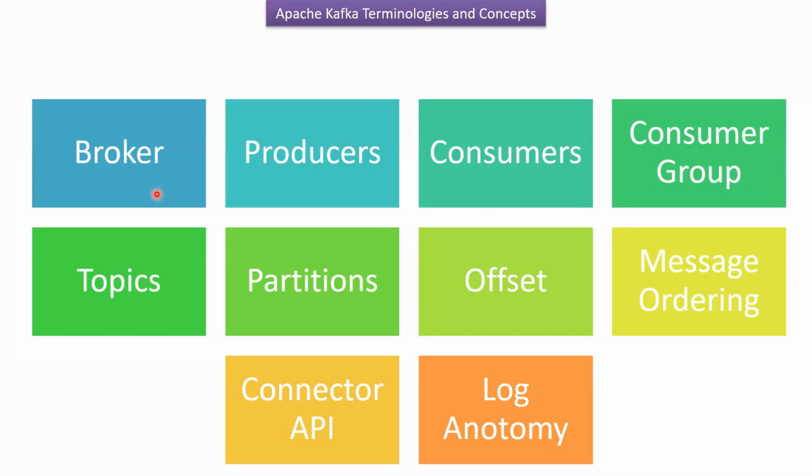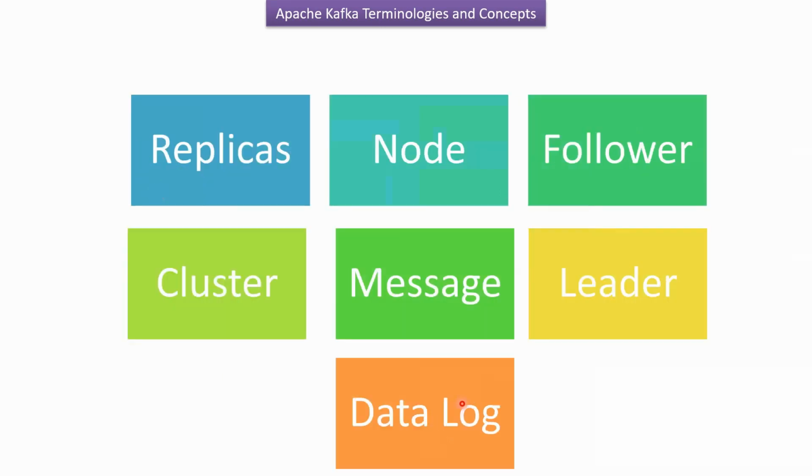Here you can see the key terms related to Apache Kafka: broker, producers, consumers, consumer group, topics, partitions, offset, message ordering, connector API, log anatomy, replicas, node, follower, cluster, message, leader, and data log.